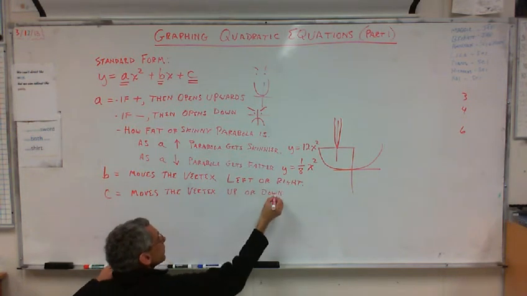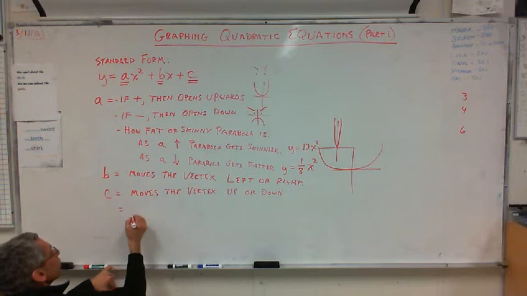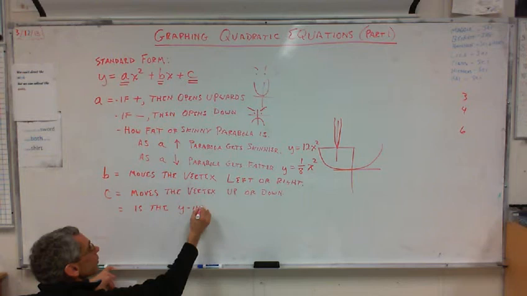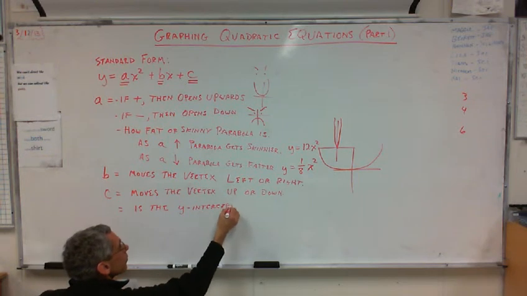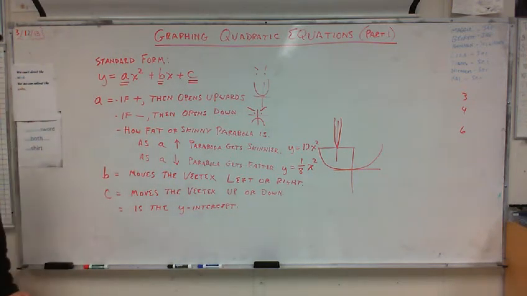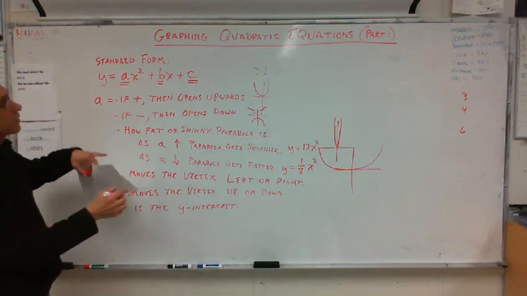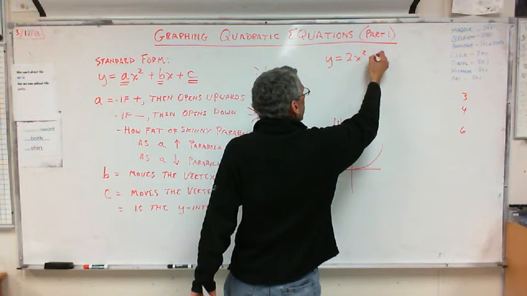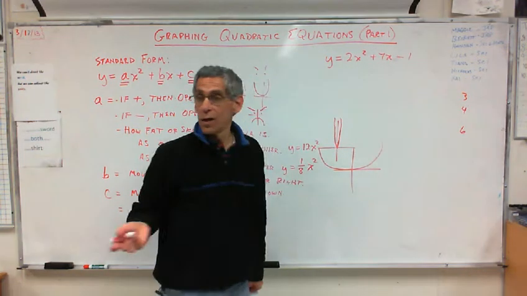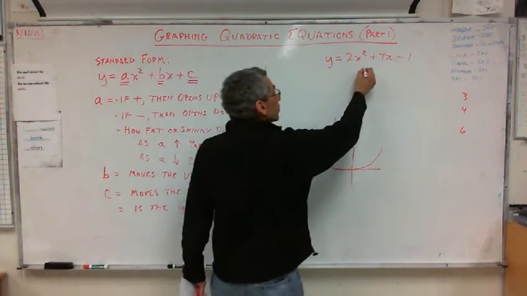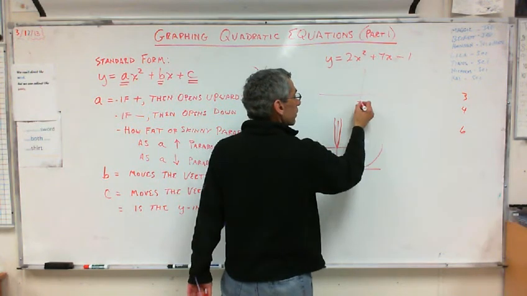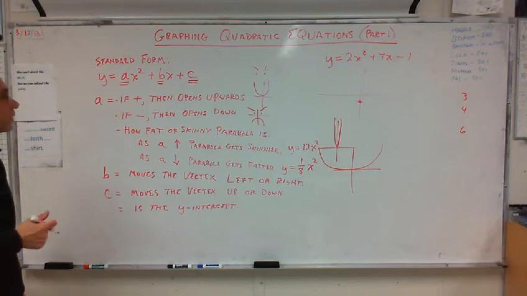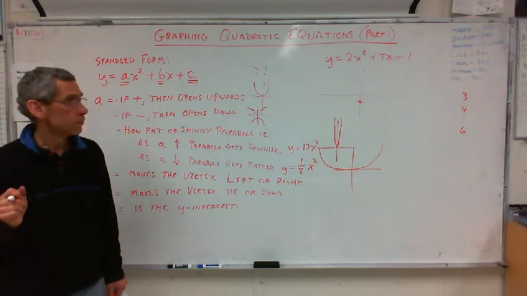And there's one other thing about the C. The C is also the y-intercept. Which is very cool to know, because if I had an equation, let's say y equals 2x squared plus 7x minus 1. What's my y-intercept? -1. So immediately on my y-axis, I know down here there is a point. I've already got 1 point immediately, when it's in standard form like that. That's so cool to know.